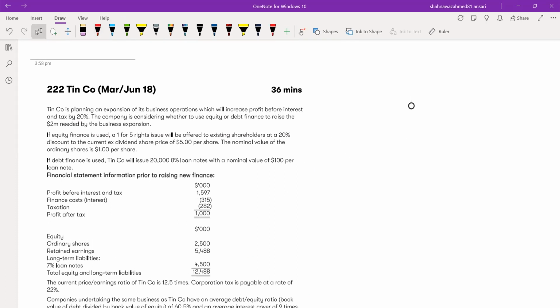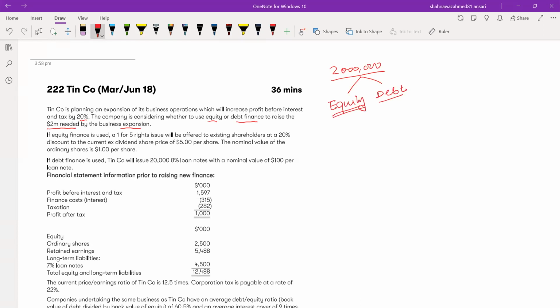Tinco is planning an expansion of the business which will increase profit before interest and tax by 20%. The company is considering whether to use equity financing or debt financing to raise the 2 million needed by the expansion. So the requirement is we have to raise 2 million financing, and there are two options. One is the equity financing and other one is the debt financing.